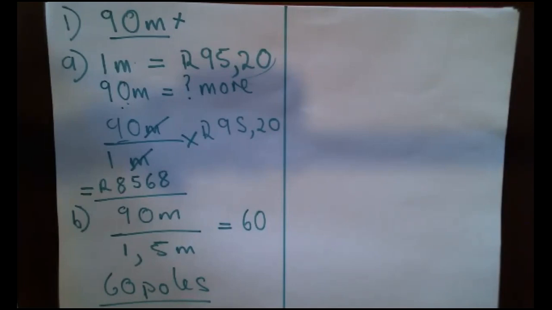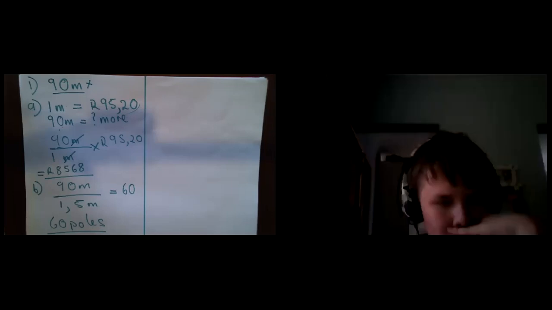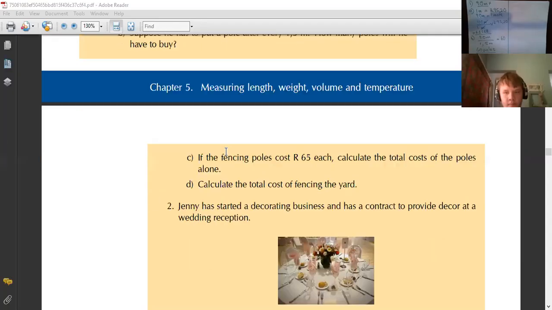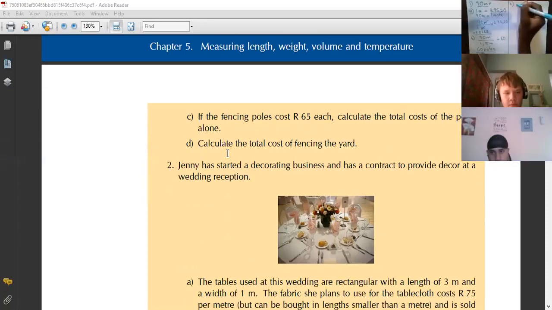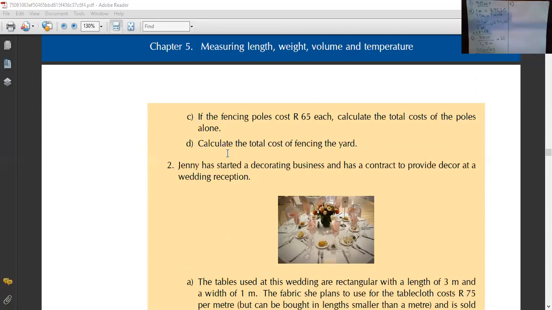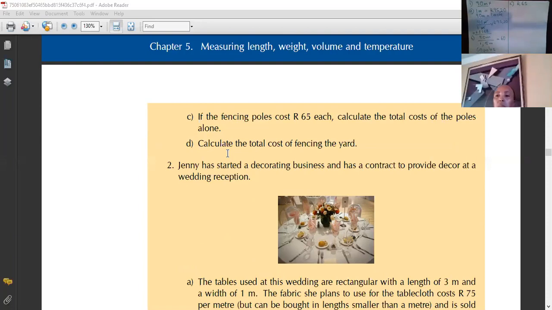Let's move on to part C. Is it part C now? Okay, let's move on to part C. Part C is saying if the fencing poles cost 65 rand. If the fencing poles cost 65 rands each, calculate the total cost of the poles alone.